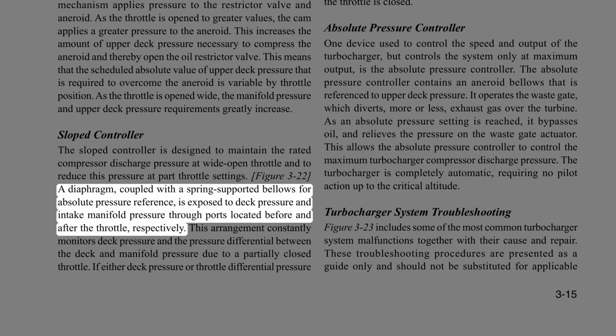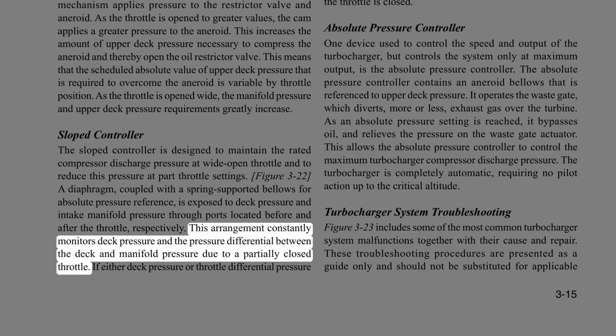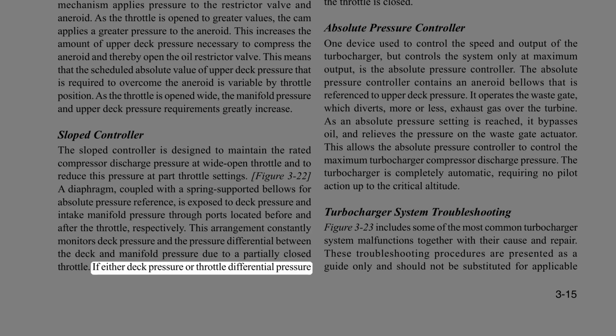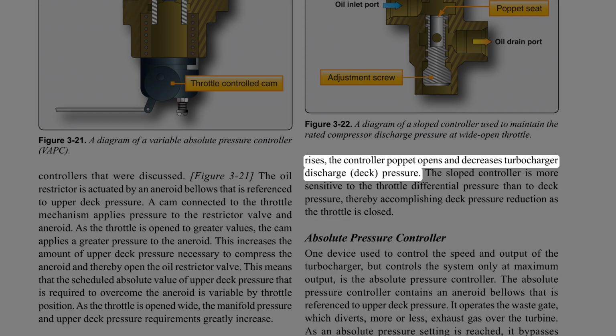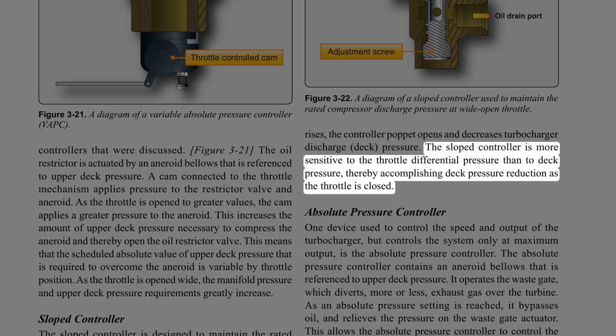A diaphragm, coupled with a spring-supported bellows for absolute pressure reference, is exposed to deck pressure and intake manifold pressure through ports located before and after the throttle, respectively. This arrangement constantly monitors deck pressure and the pressure differential between the deck and manifold pressure due to a partially closed throttle. If either deck pressure or throttle differential pressure rises, the controller poppet opens and decreases turbocharger discharge, or deck pressure. The sloped controller is more sensitive to the throttle differential pressure than to deck pressure, thereby accomplishing deck pressure reduction as the throttle is closed.